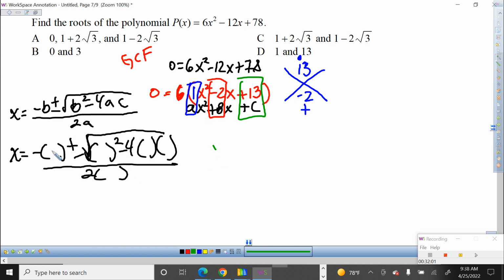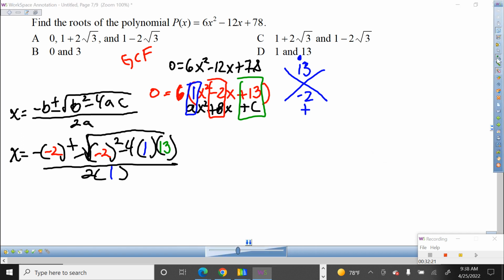So I'm going to start with B because that's the first value here. I'm going to substitute negative 2 and negative 2. What is A? A is 1. It goes here and here. And 13 goes at the end.